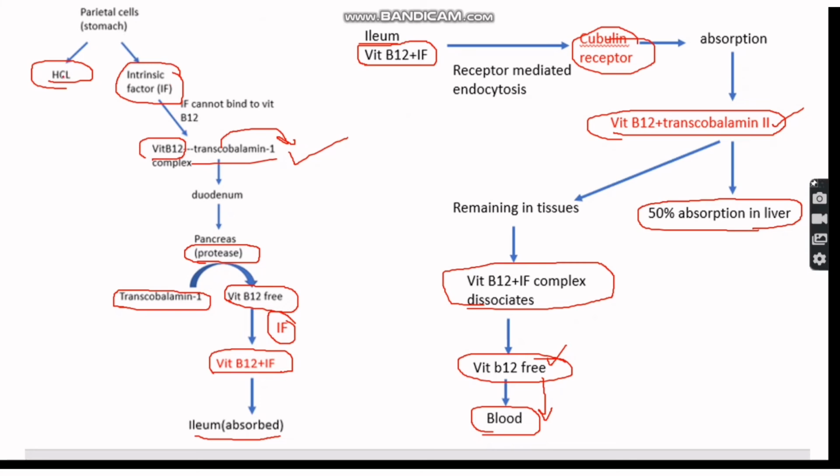Like, parietal cells release HCl and intrinsic factor. As vitamin B12 binds to the transcobalamin 1 complex, IF cannot bind to it in the stomach. So it will go with this complex into the duodenum, and in the duodenum the pancreas will secrete protease enzyme, and then it will free vitamin B12. B12 will bind to IF. This IF will bind to its receptor in the ileum. In the ileum it will undergo absorption.